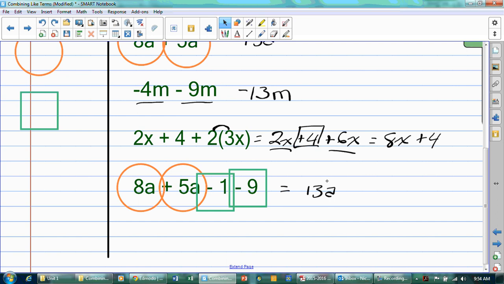Now we have negative 1 minus 9. So, negative 1 minus 9 is negative 10. Done. Now it doesn't necessarily have to be already with our like terms in order.